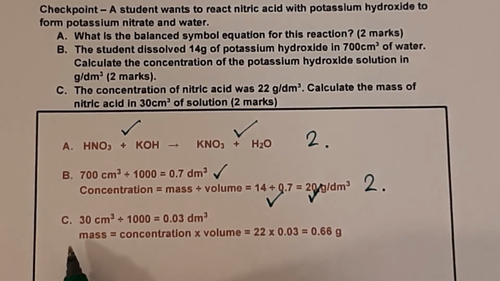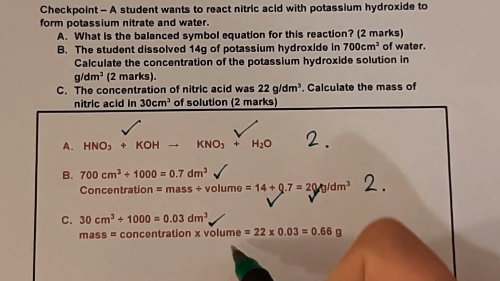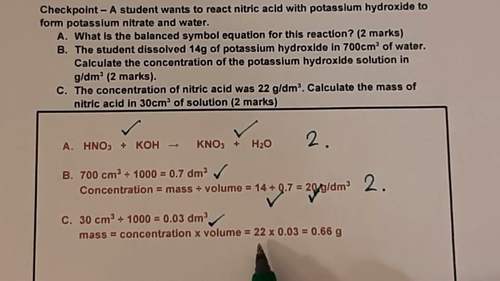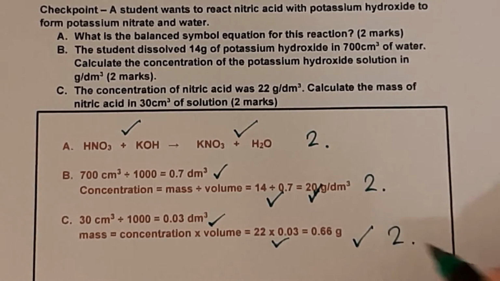At question C, again, first mark is for doing the conversion, so 0.03 decimetres cubed. Alternately, you can get this first mark for writing 22 multiplied by 0.03, which shows us you've actually done the conversion here. Okay, so it's one of those two for the mark. And then the second mark is for writing 0.66 as your answer. And again, that's out of 2. So give yourself a mark out of 6 for this.